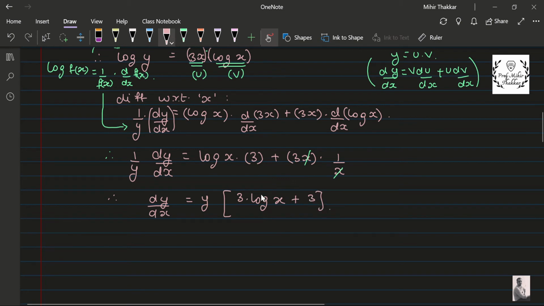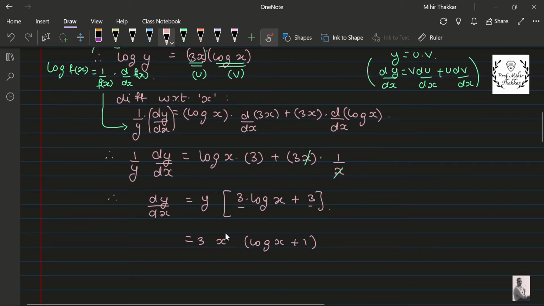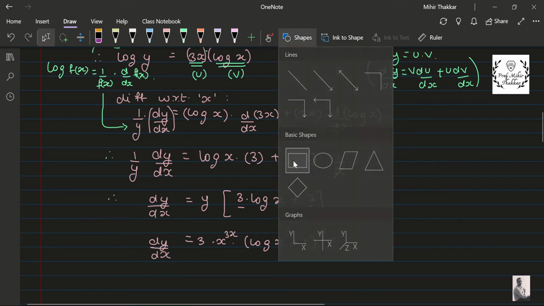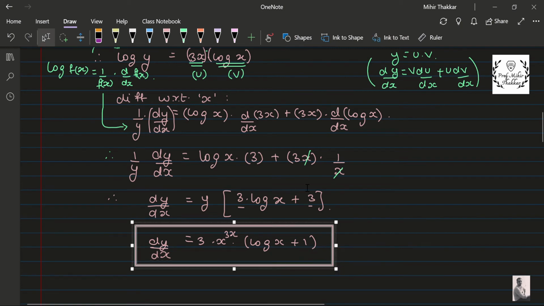Now, from these both terms, 3 can be taken outside. In the bracket, I will get log x plus 1. And in place of y, we will substitute the original value, which is x to the power 3x. So that becomes your value for dy by dx. That is very simple, guys. That was example number 1.